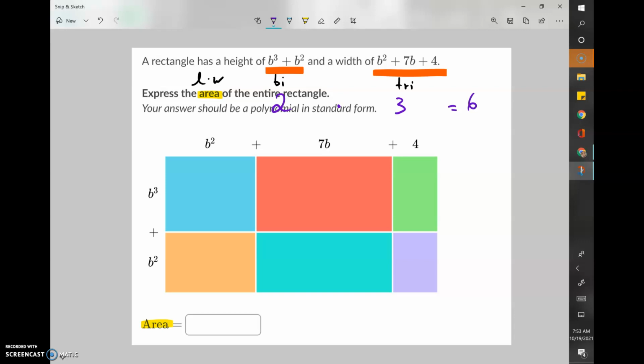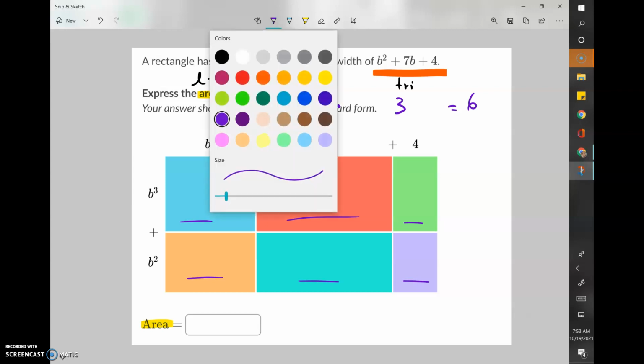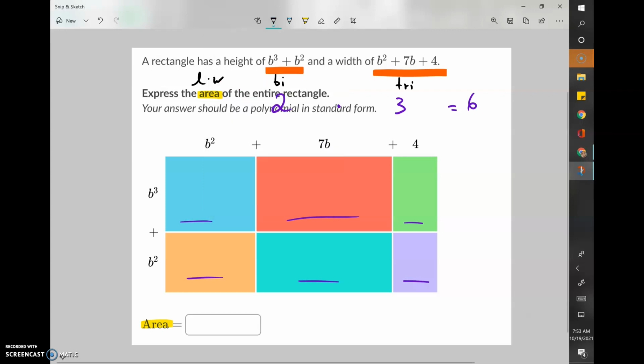And you can see that in our boxes displayed. We got 1, 2, 3, 4, 5, 6. And so the concept here is if we find the area of the smaller boxes, then we can add the area of the smaller boxes together for the area of the entire rectangle. So the first thing we're going to do is multiply each of these individual boxes, and when we multiply, we multiply the coefficients, and then we count up how many of the variable are being multiplied.